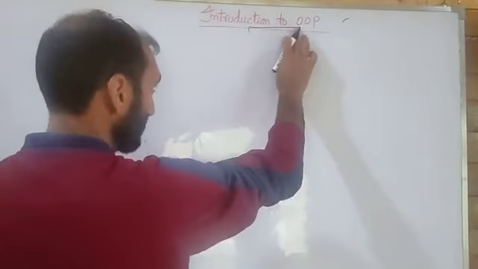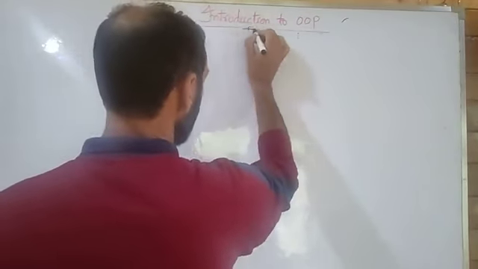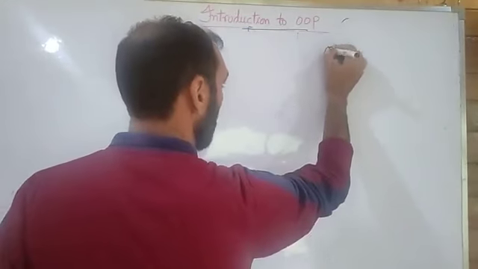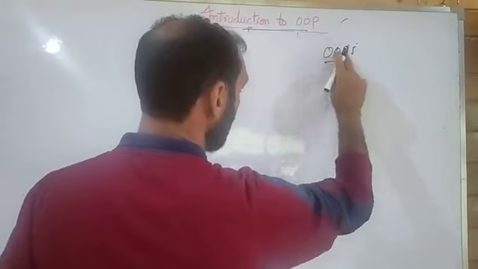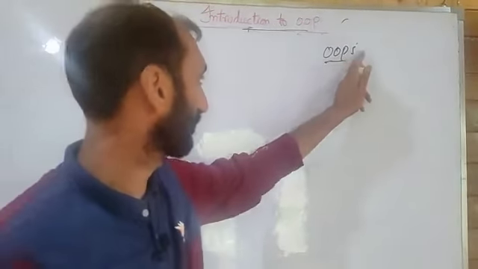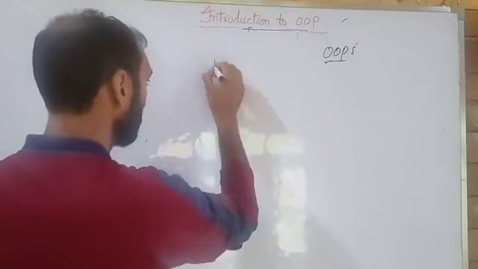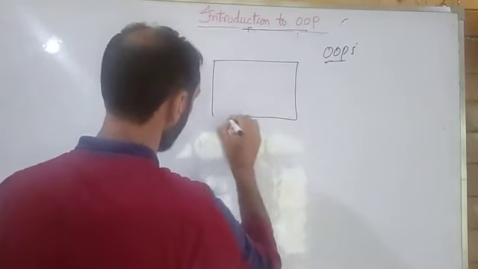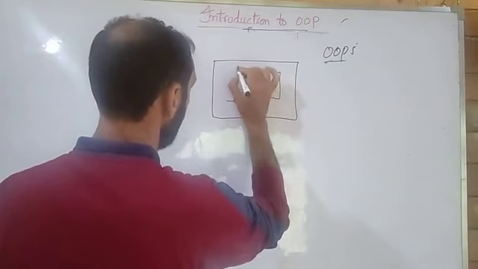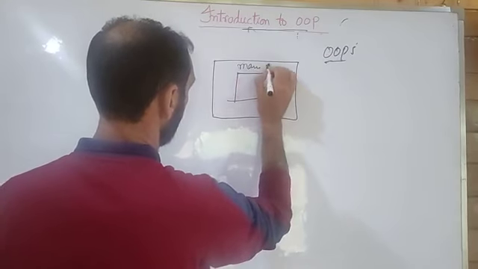In order to overcome these demerits, another approach comes into action, that is object oriented programming, OOPS as it can also be said. Object oriented programming methodology. What happens in object oriented programming? Here also in object oriented programming, there is a main program, for example.